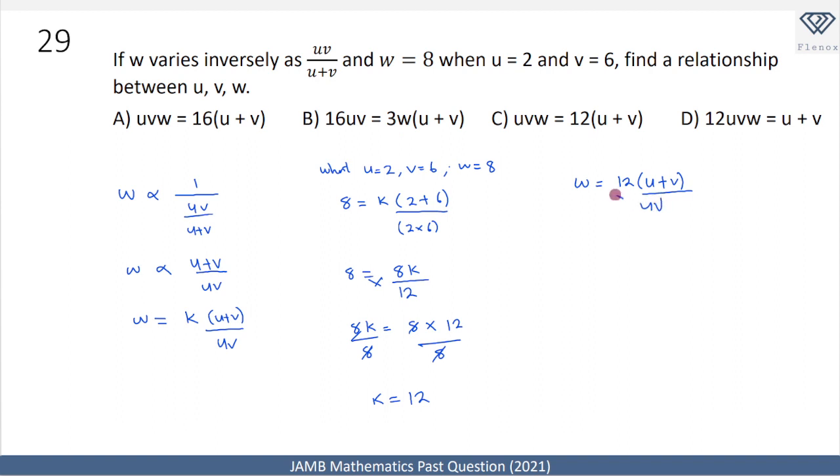And again, I can cross multiply. So I know that UVW will be equal to 12 into bracket U plus V. And that makes Option C the correct option.